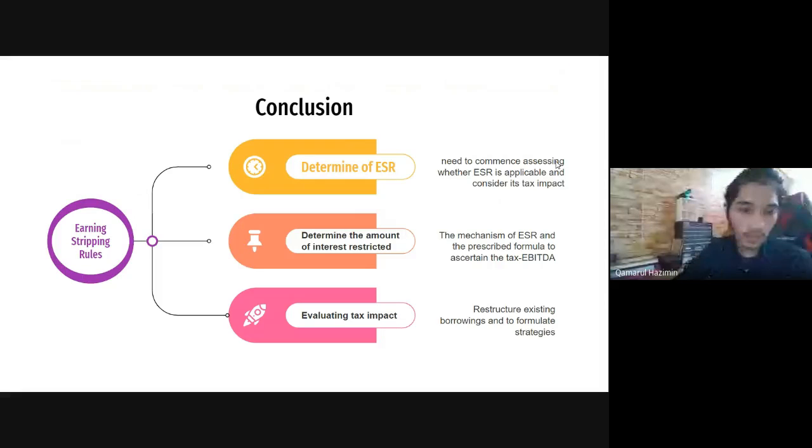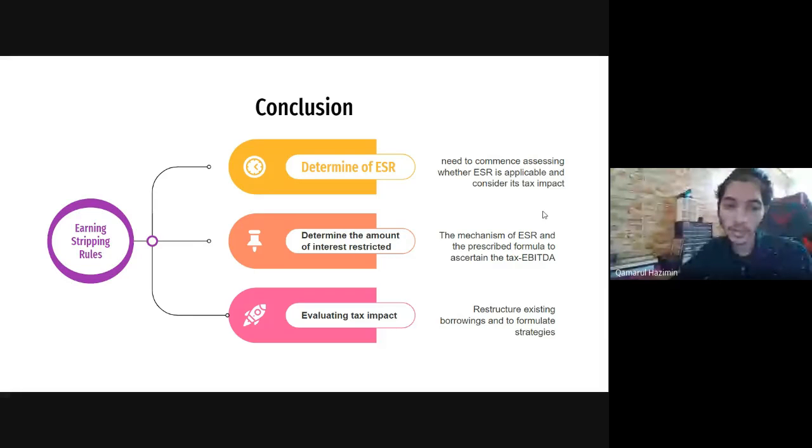Next slide. As a conclusion, with the ESR rule coming into effect on 1 July 2019, the taxpayer should review all the financial arrangements to make sure the scope of the arrangement falls under the ESR rules. So they need to determine whether ESR is applicable to their business, and also consider its tax impact. As part of that, it will be essential for the company to understand the mechanism of ESR and the prescribed formula to ascertain the tax EBITDA in order to determine the amount of interest restricted.